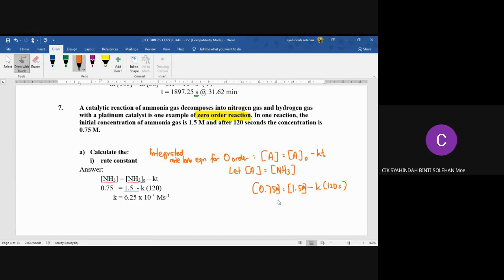Okay, so sekarang ni bila you dapat k, is gonna be unit dia molar per second. Okay, sebab this is unit untuk zero order reaction, molar per time. Okay, kali ni unit of your rate constant akan ikut unit time. Dibagi time tu in second, so it's going to be molar per second. Okay.